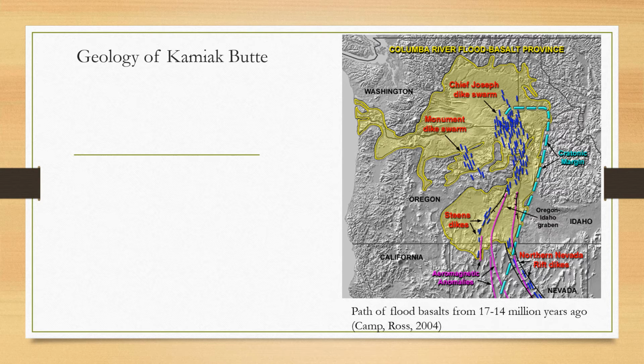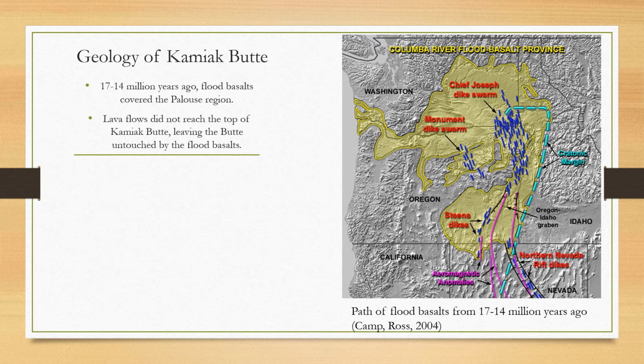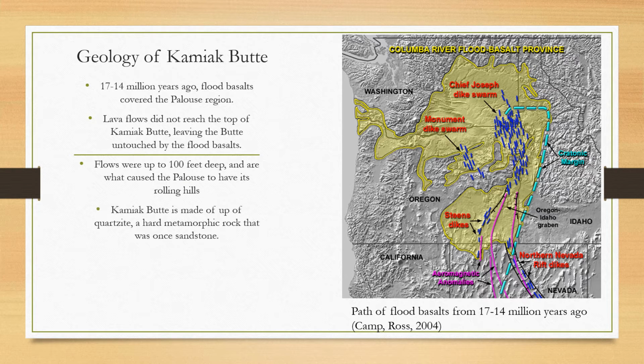Around 17 to 14 million years ago, the Palouse region was covered in a vast sea of basalt floods. These floods did not reach Kamiak Butte or surrounding buttes due to their higher elevation. Because these basalt flows do not reach the butte, the foundation of Kamiak Butte is quartzite, which was once sandstone. Kamiak Butte was one of the lone standing areas left untouched in a sea of lava.